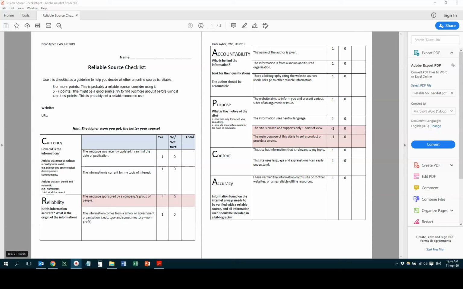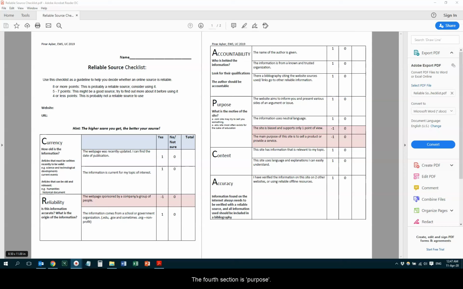The third section, A, is for accountability. Accountability asks who is behind this information. Who is the writer? Are they qualified to give this information? Can they support their writing with knowledge? Do they provide references when necessary? Are they qualified to even be discussing the subject? So you're looking for the name of the author. The information is from a known and trusted organization. There's a bibliography citing the sources that goes to other reliable information.